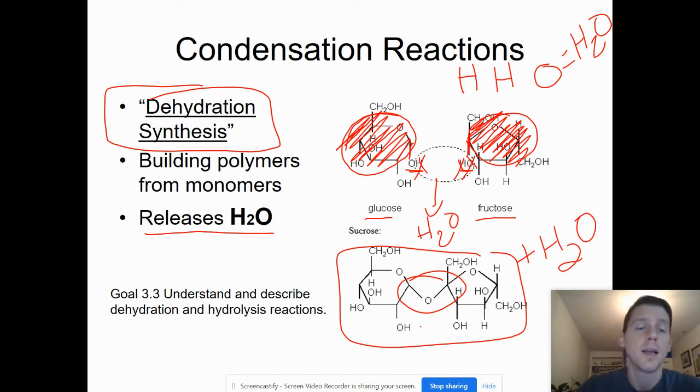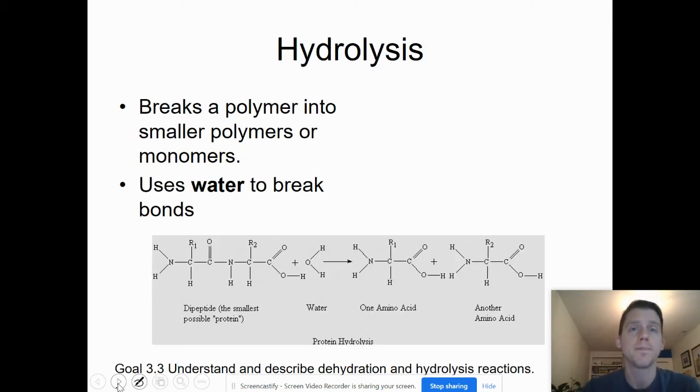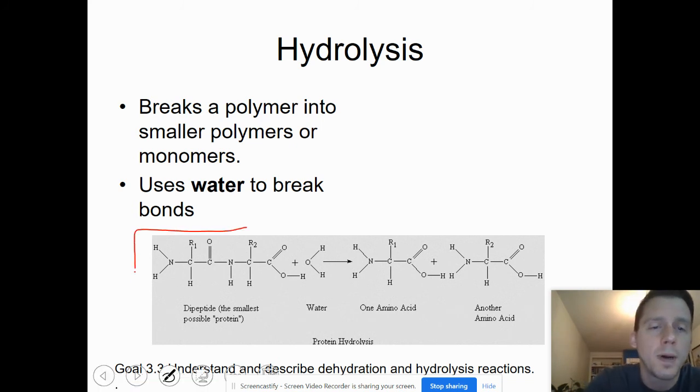All right. Now, the opposite of this type of reaction is a hydrolysis reaction. Remember, as we talked about before, a hydrolysis reaction will break a polymer into smaller pieces, into monomers. And instead of releasing water, this time we're going to use water. We're basically going to do the opposite that we did before. Whatever we did before, we're just going to reverse it. We're going to run it and rewind. Okay, so here we've got a short polymer.